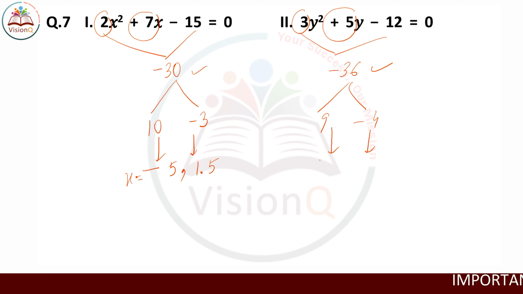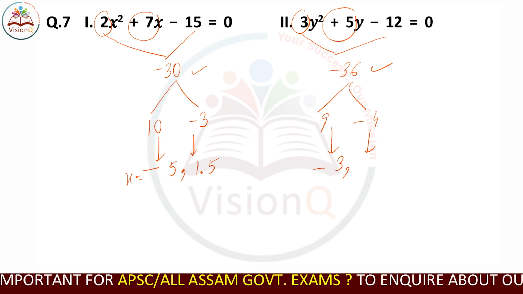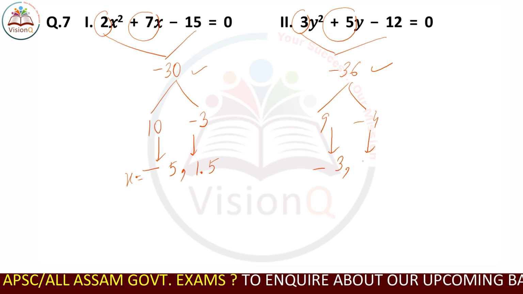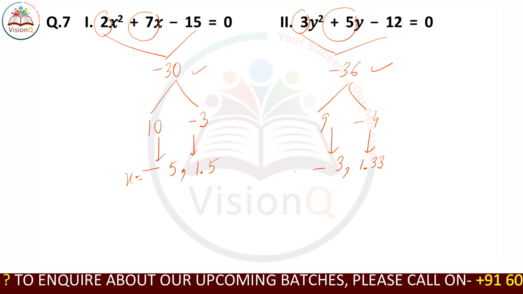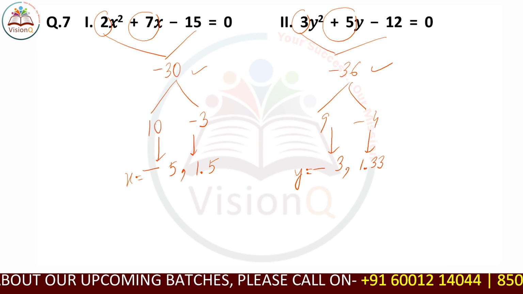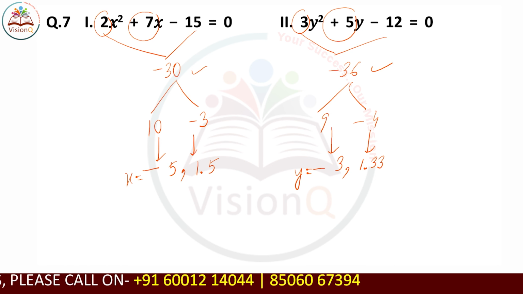This plus becomes minus, this minus becomes plus. So if I divide 9 by 3, I get the value as 3. And if I divide 4 by 3, I will get the value as approximately 1.33, if I convert to decimal. So these are the values of y. So next step is to compare these two values of x and two values of y.